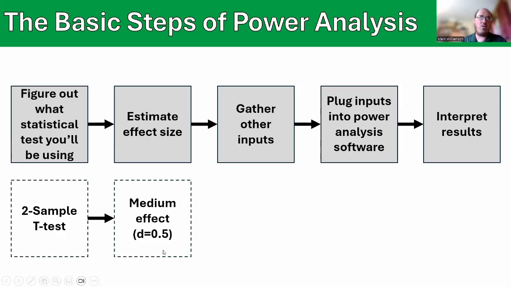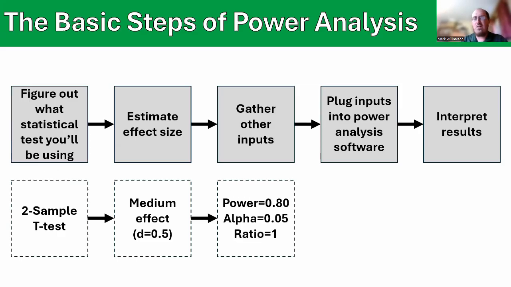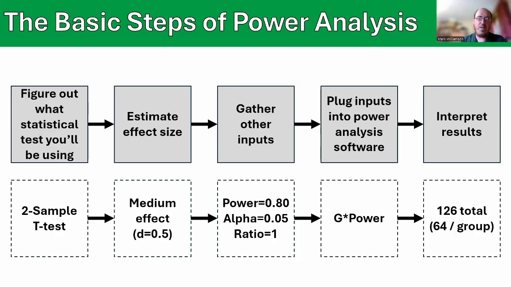Let's just say for our sample here, we think it's going to be a minimum effect size of 0.5. We're going to set power and alpha to the defaults, 0.8 and 0.05, and then something called the ratio. Essentially, we're going to have the same number of mice in the control group as the treatment group, so the ratio is 1:1, or 1. We're going to plug those inputs into something like G-Power, a free software for power analysis. With all that information, it's going to spit out that I will need 126 total, or 64 per group.